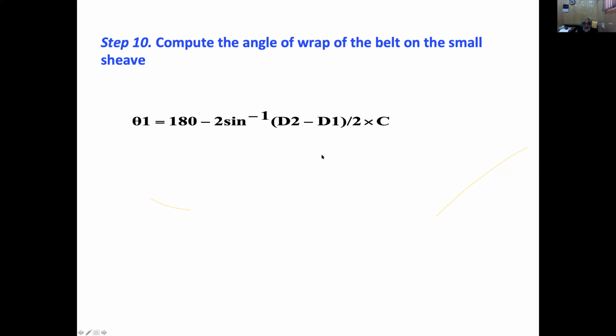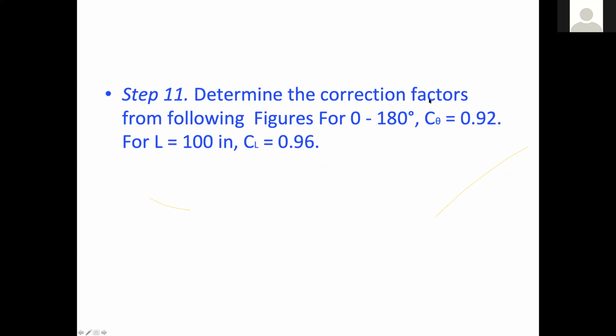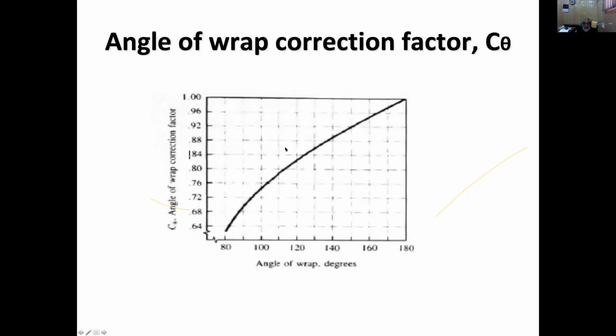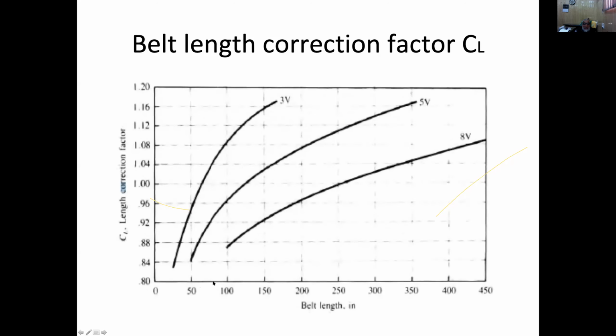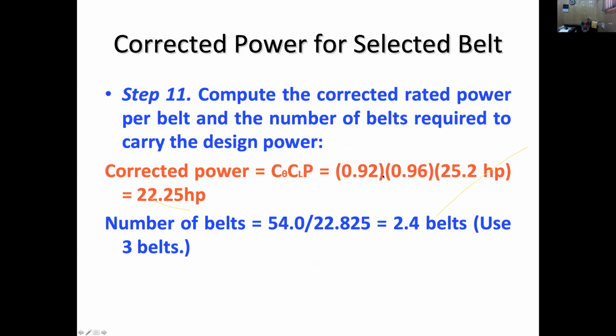Now next we will determine the correction factors based on the wrap angles and based on the belt length. Now you can see here, for the correction factor for angle of wrap, if it is 166, you can get the correction factor of about 0.92. And if the length of belt is 90 inches, you can get the correction factor for the 5V belt, which is 0.96 approximately. So you will apply these factors to the rated power, which you got just now, 25.2 horsepower.